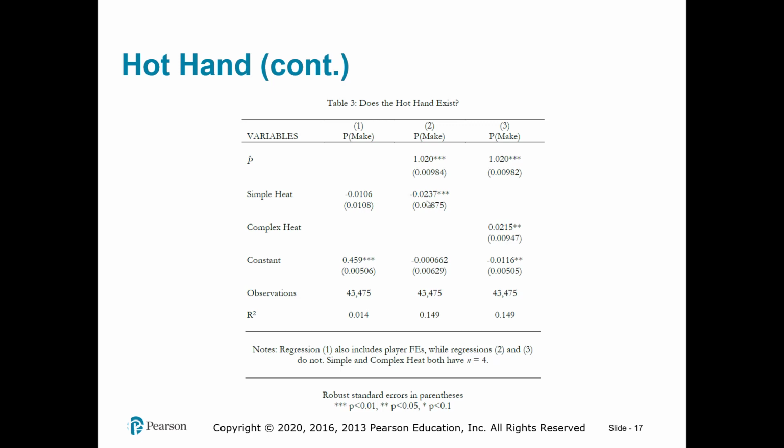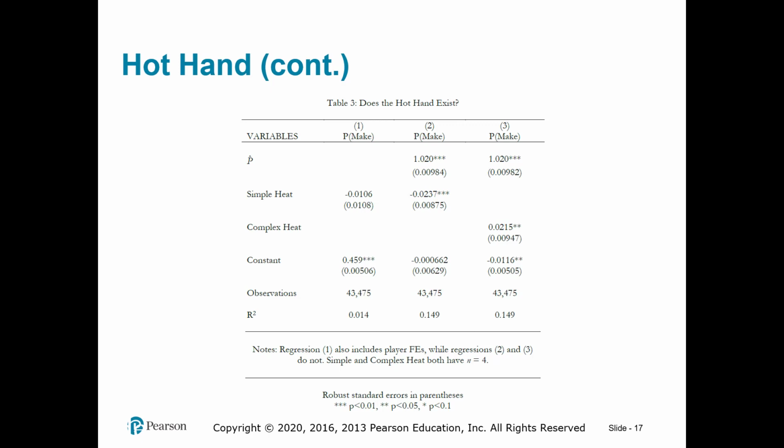safe, easy shots. Now the key complex heat metric, which is the probability of making above expected, we can see we have this model here, and the probability of making incorporates both the shot difficulty, the opposite of shot difficulty, and the complex heat, and both are significant. Though the complex heat is a little less significant, it's only significant to less than 0.05. So we have some evidence that complex heat actually, if you're on a run, improves your ability to make the shot.